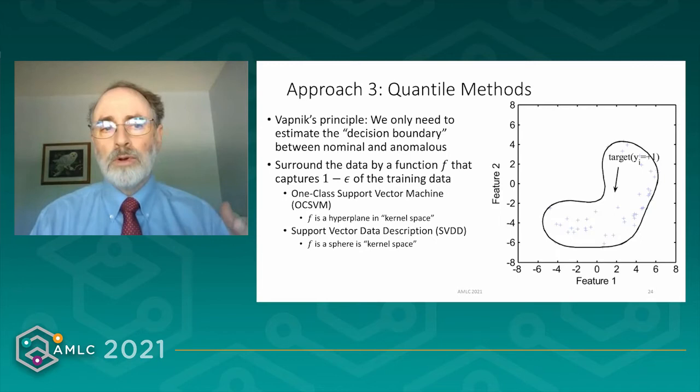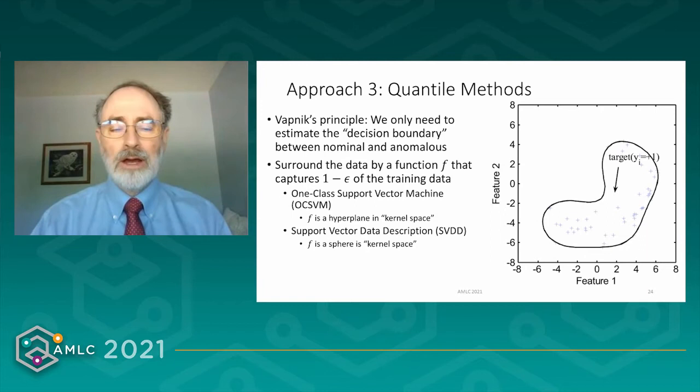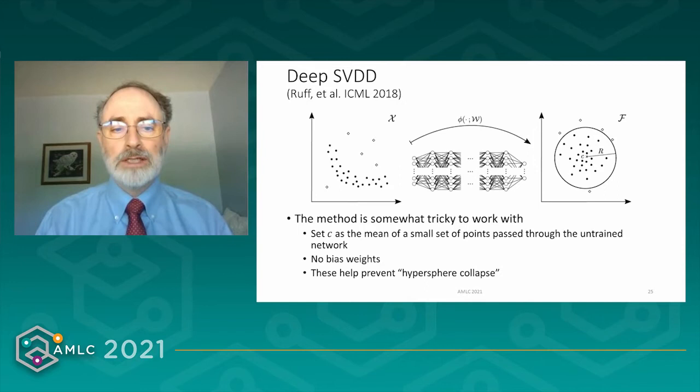Okay, so the third approach, back to the main narrative, is quantile methods. And again, the famous techniques here are the one-class support vector machine or support vector data description, which draw a boundary around, say, 99% of the data points. And there are deep extensions of this. Lucas Ruff's PhD dissertation was about deep SVDD.